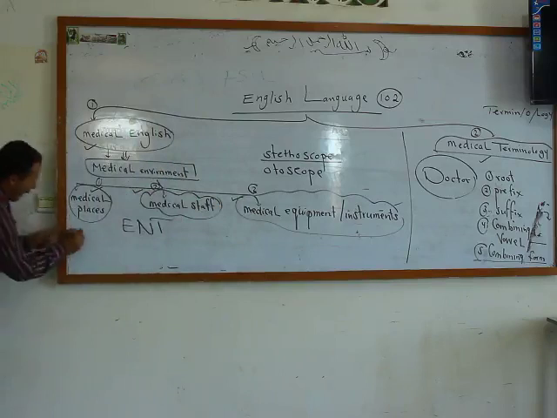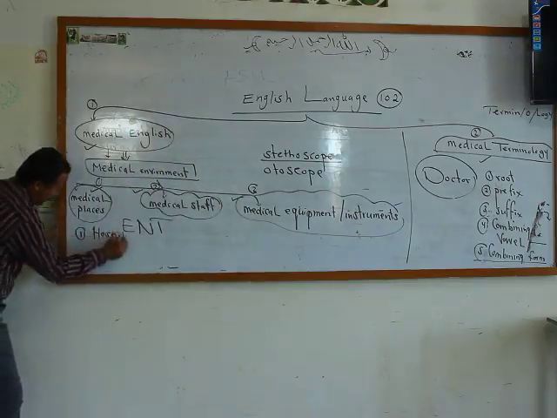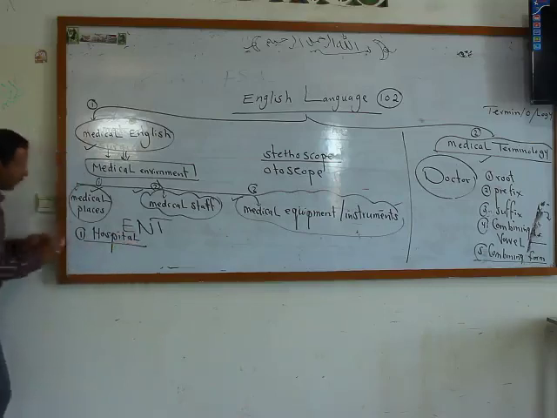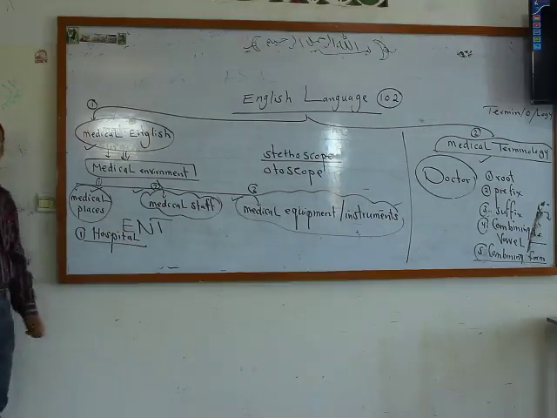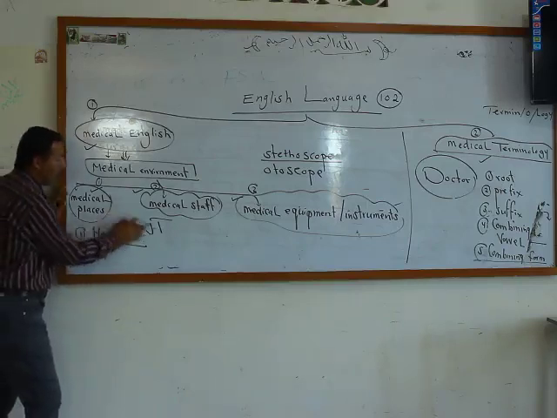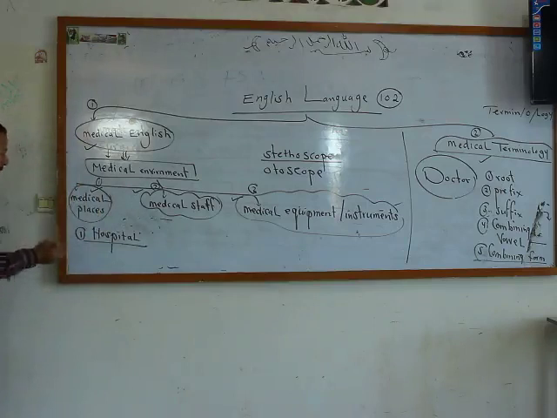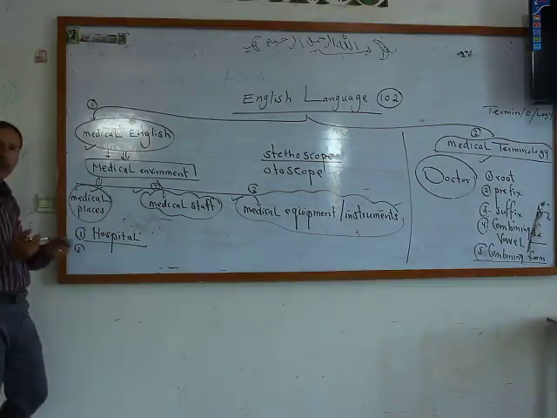Medical places, for example, like what? Number 1, we have hospital. As we say in the French language, hospital. Try to press the silent letter. In a hospital we have so many departments. There is a place smaller than a hospital. What do you call it?